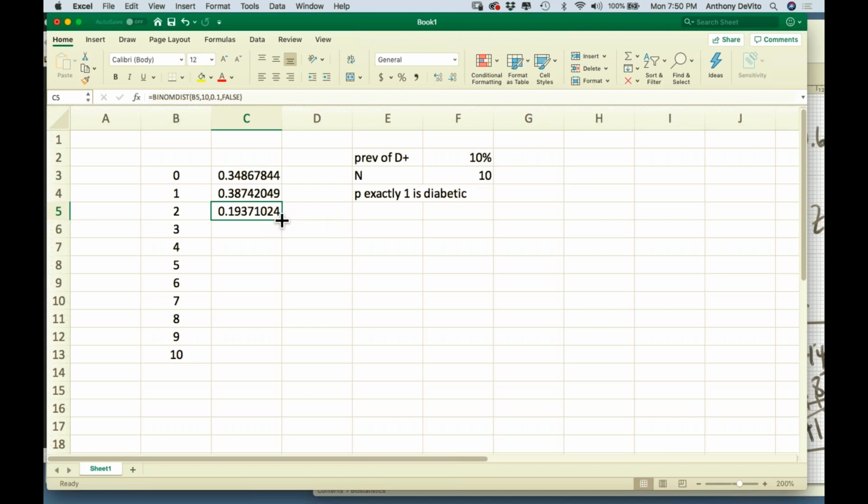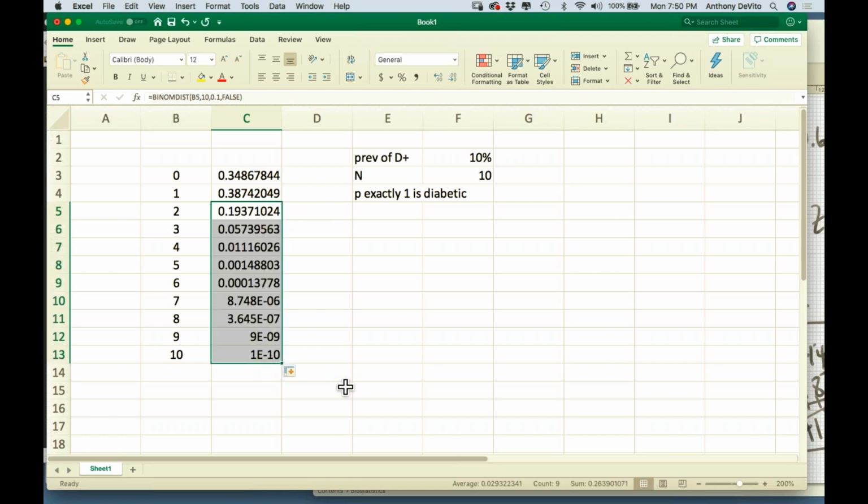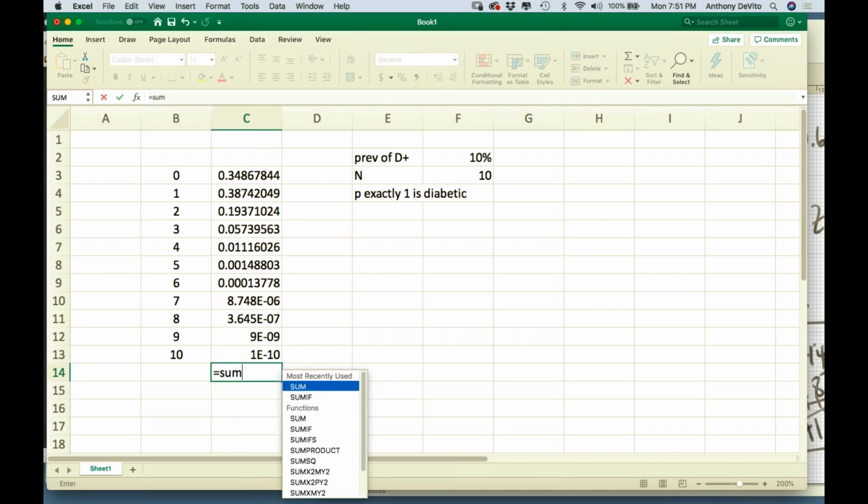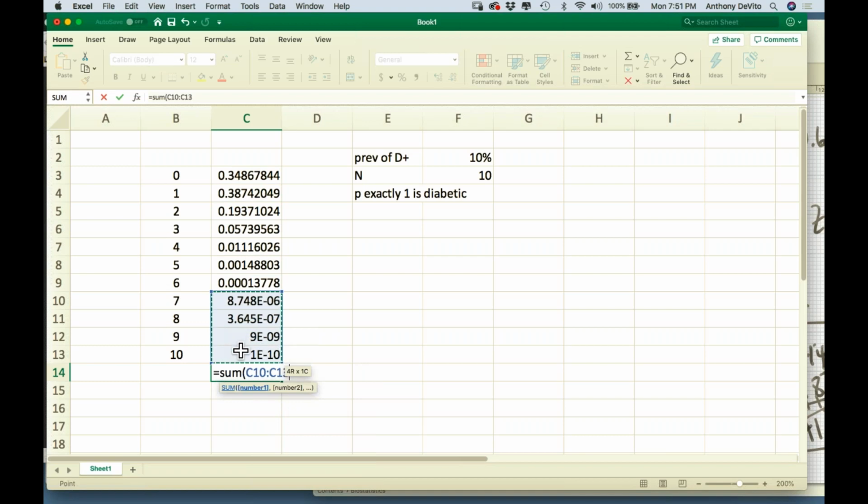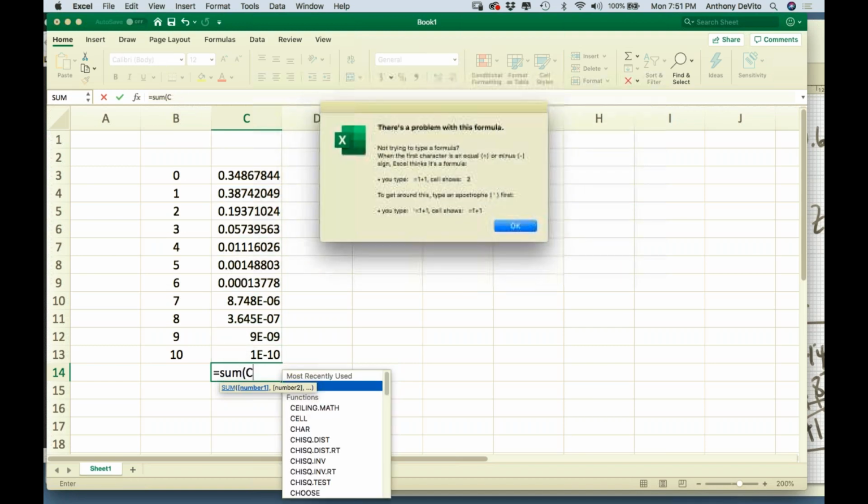Well, let's calculate this for every possible outcome. And there's all the possible outcomes. This number here is 9 times 10 to the minus 9, in other words, 0.000000009. And this is 1 times 10 to the minus 10. Okay, so let's see what if I were to add all these probabilities up. This is all the possible outcomes that I could have for this situation.